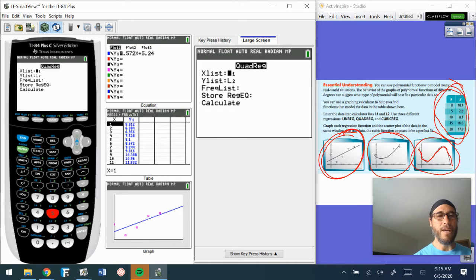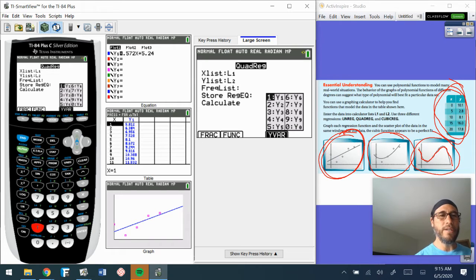Guess what? All the same. L1, L2. We're going to store it in alpha trace. We're going to store it in y1. Why?